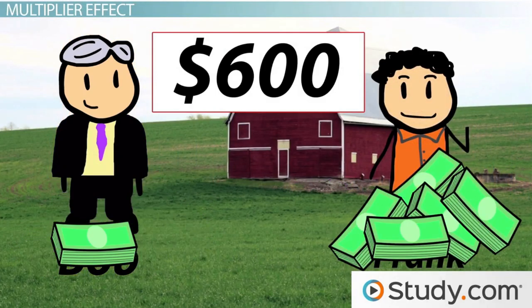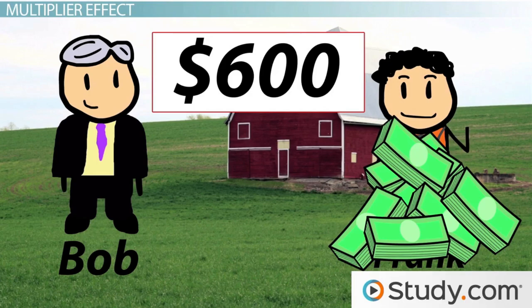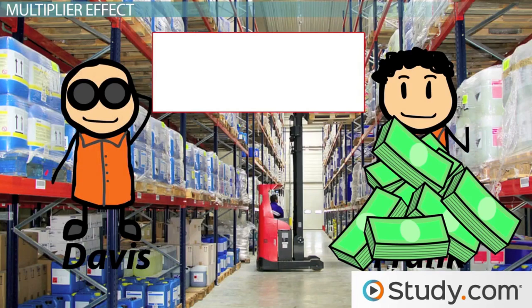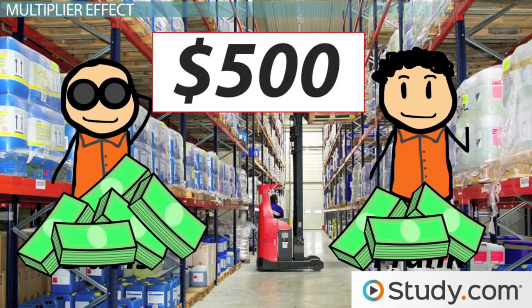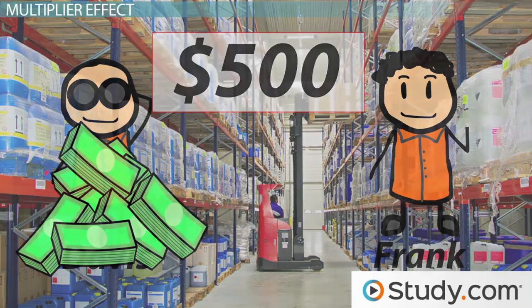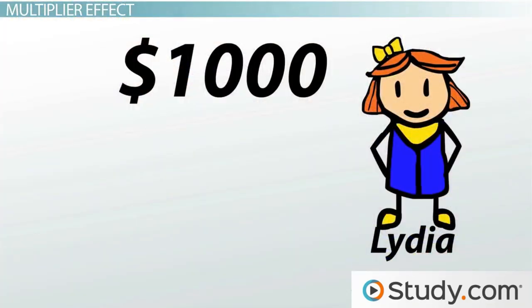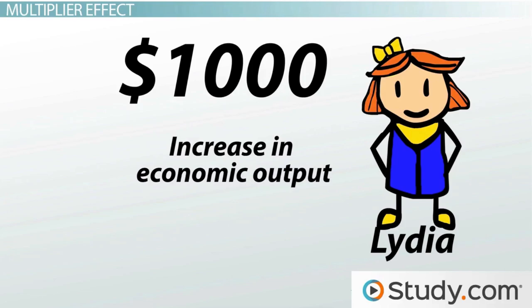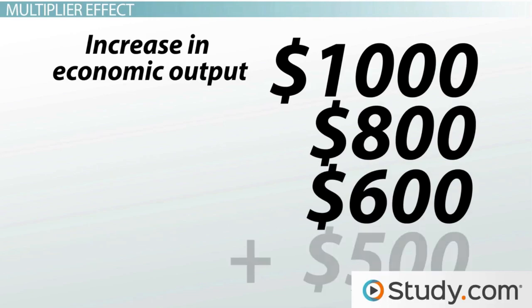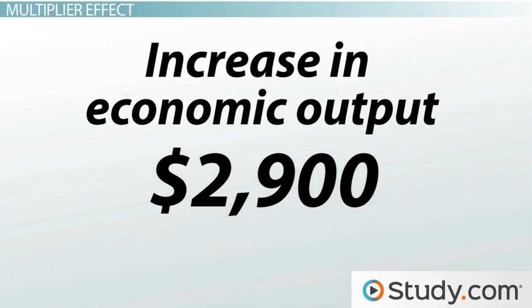This money is additional income to Frank the farmer, and guess what he does with it? He goes and talks to Dave and spends most of it, let's say $500, at the hardware store. As you can see, the initial $1,000 round of spending actually led to 3 more rounds of spending, with smaller amounts each time. In this case, $1,000 of spending from Lydia led to an increase in economic output of 1,000 plus 800 plus 600 plus 500, which equals $2,900.